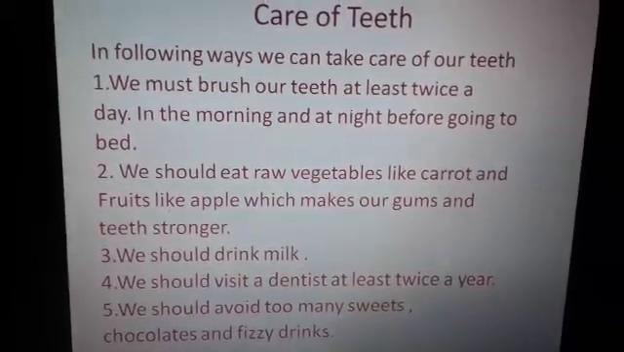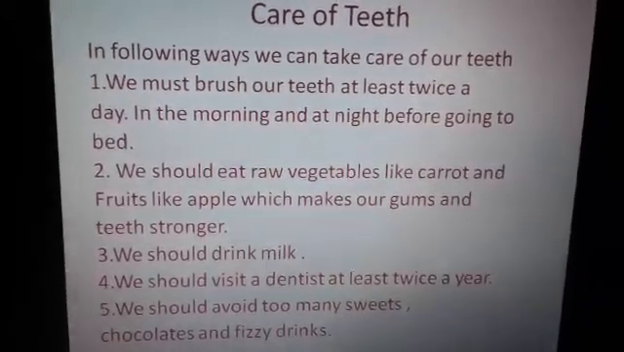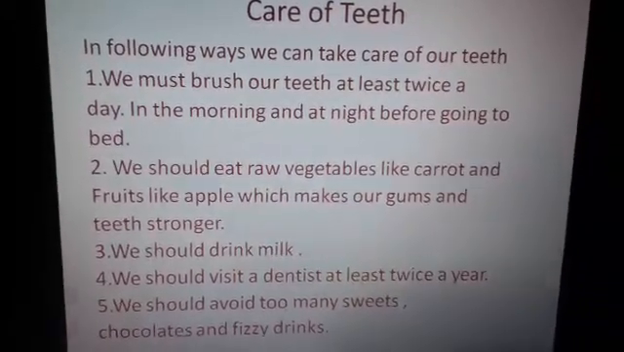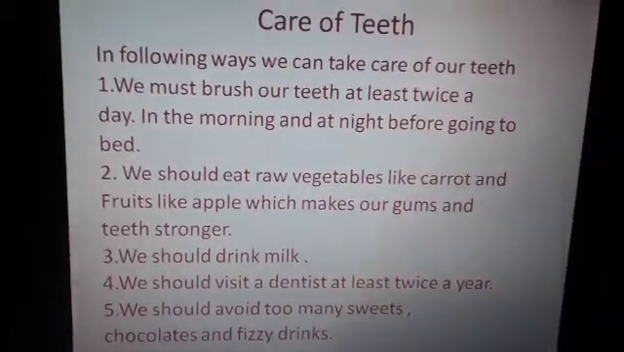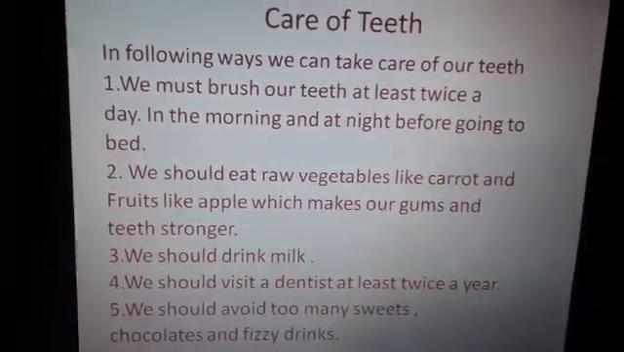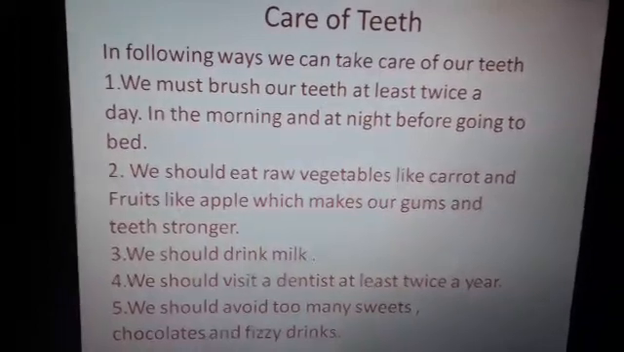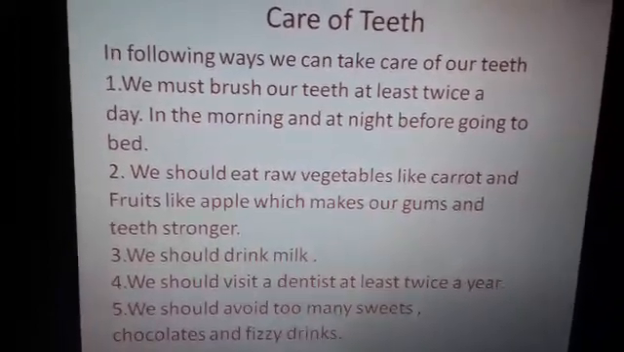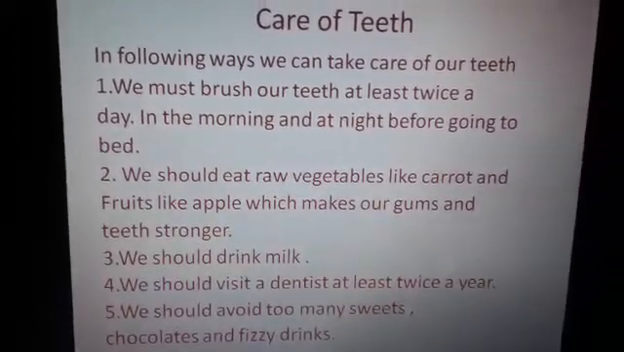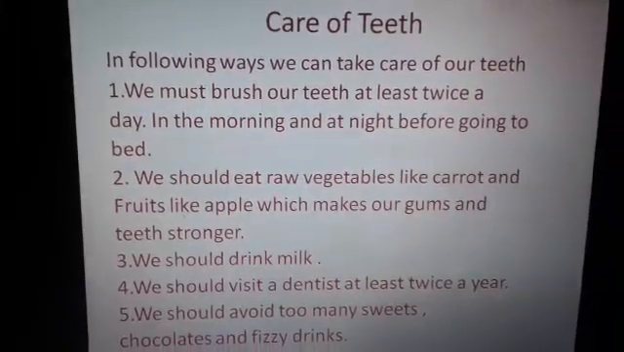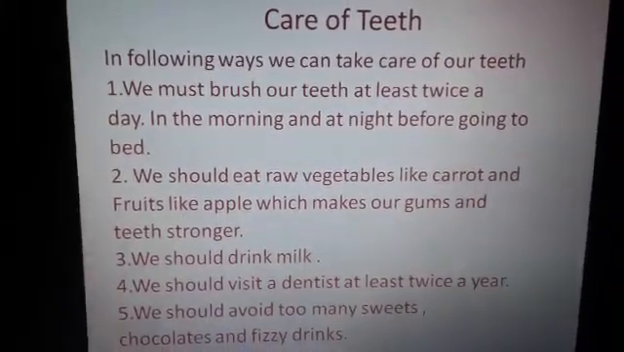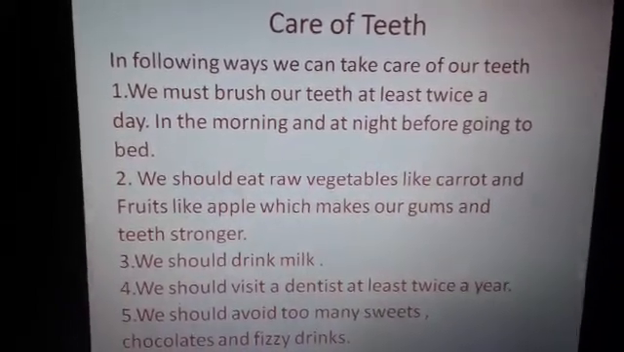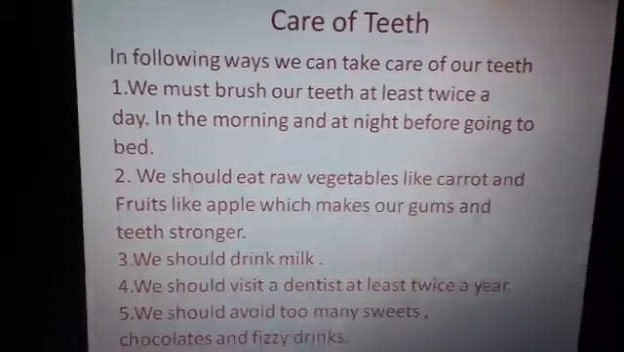cavities. Then we should eat a lot of raw vegetables like carrots and fruits like apples, which make our gums and teeth stronger. Then we should drink a lot of milk, or at least 1 to 2 glasses of milk, especially small children, because milk, do you know children, has calcium, which is good for our bones and teeth.